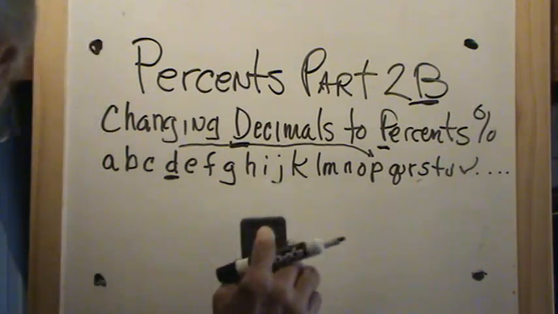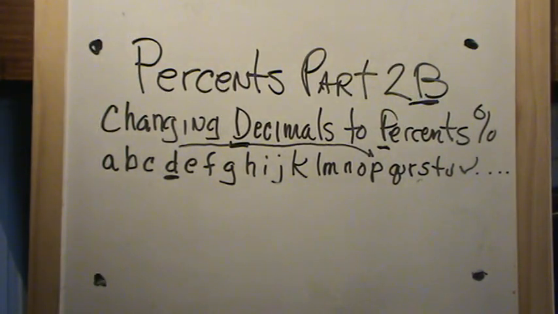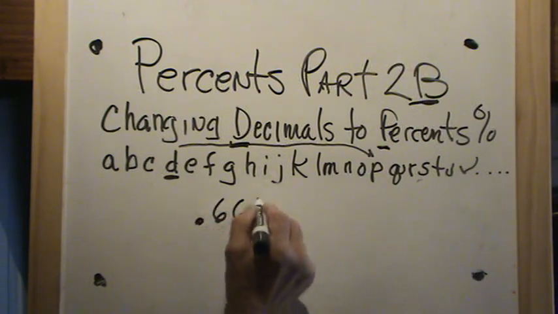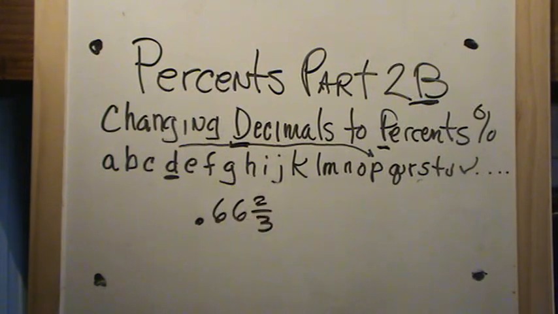Let's do a couple more. Let's try 66 2/3 hundredths. And let's try 5/10. Okay, put your video or DVD on pause and work the problems and then turn it back on. Go ahead.